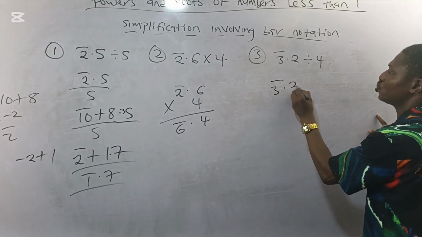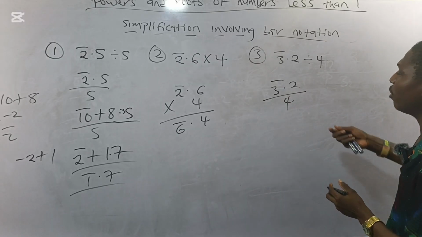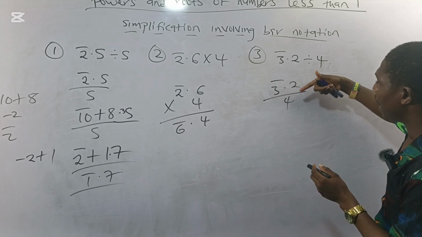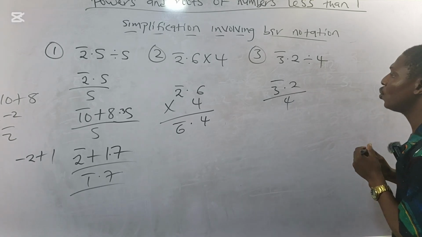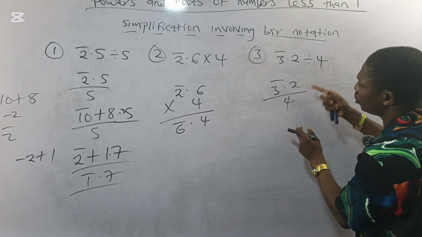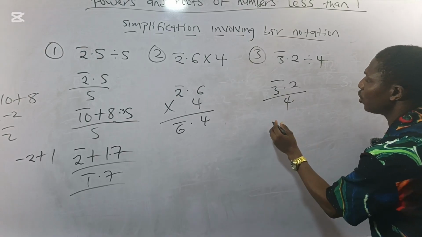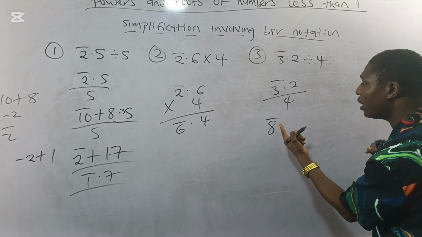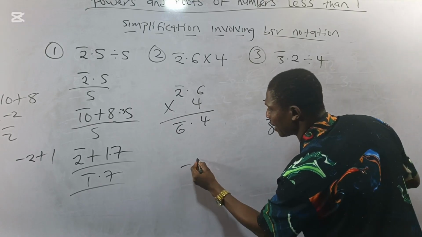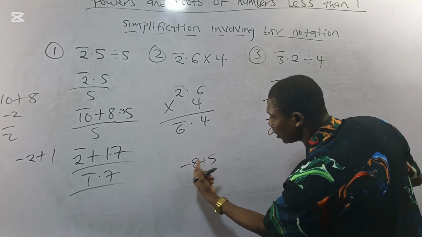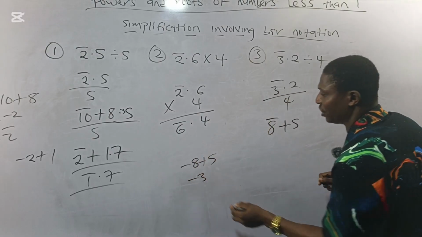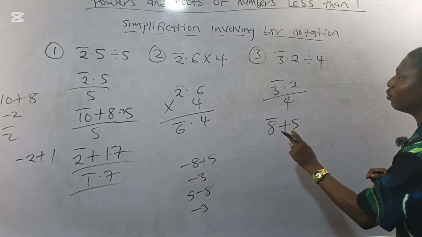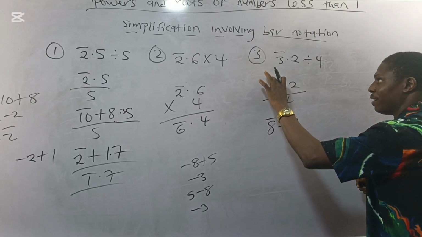This is bar 3.2 all over what? 4. Now, before I divide a bar, it must be a multiple of this 4. So the higher multiple of 4 is what? 8. So I will put my bar 8. Bar 8 plus what will give me bar 3, which is minus 3? Bar 8 plus 5. Check. Minus 8 plus 5 will give me minus 3. And remember, minus 8 plus 5 is the same as 5 minus 8, which is also minus 3, equal to this bar 3 we have here.